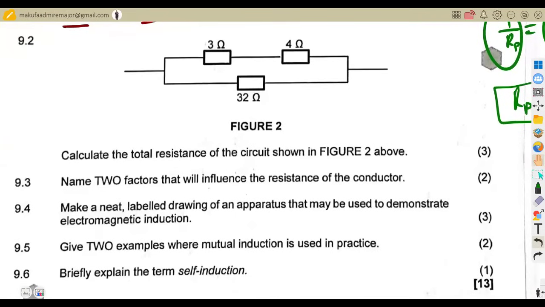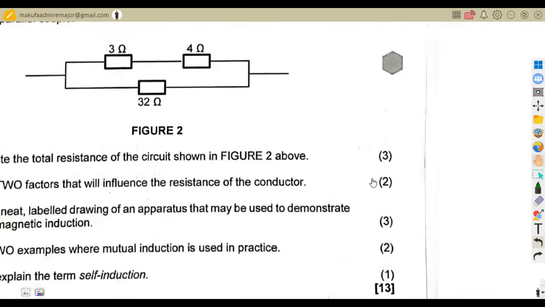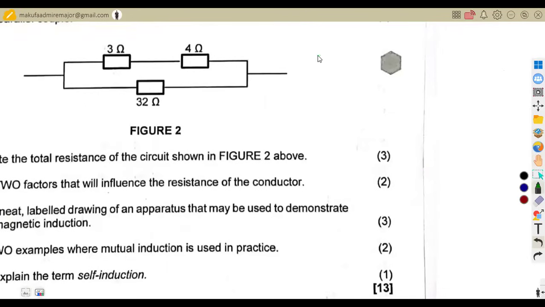Okay, on 9.2, calculate the total resistance of the circuit shown in Fig 2 above. All right, if we consider our diagram, we can see that there is a series combination here. So we're going to combine that: RS equals R1 plus R2, we add 3 plus 4, that will be 7 ohms.